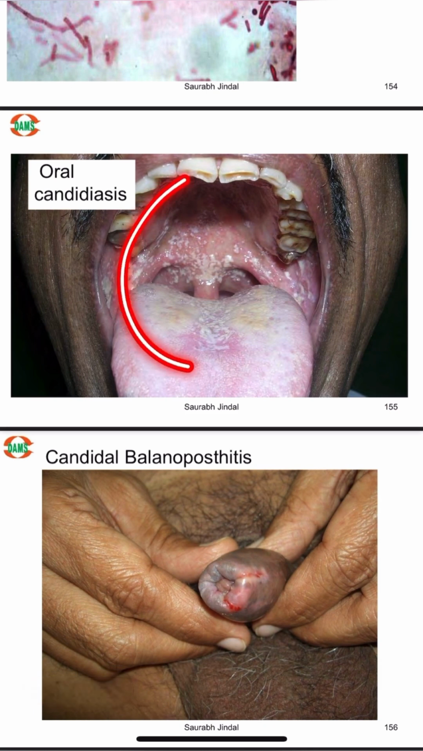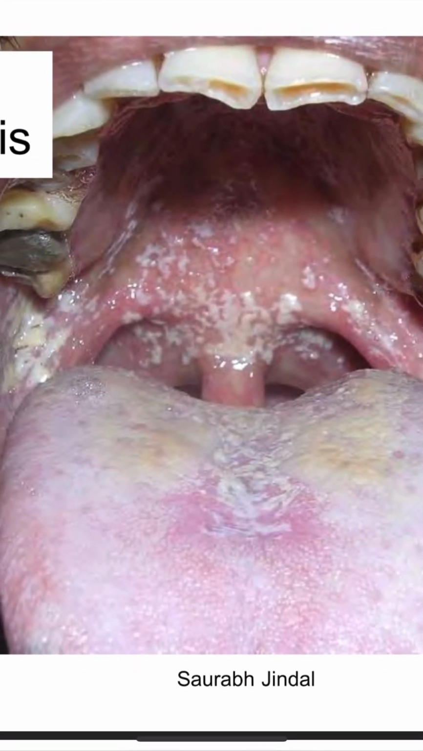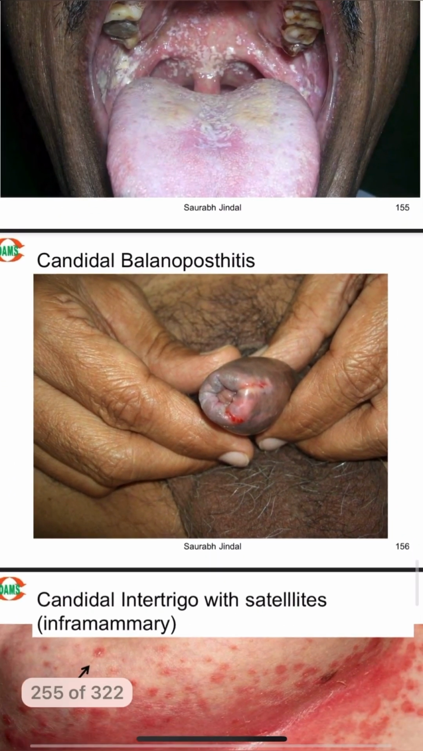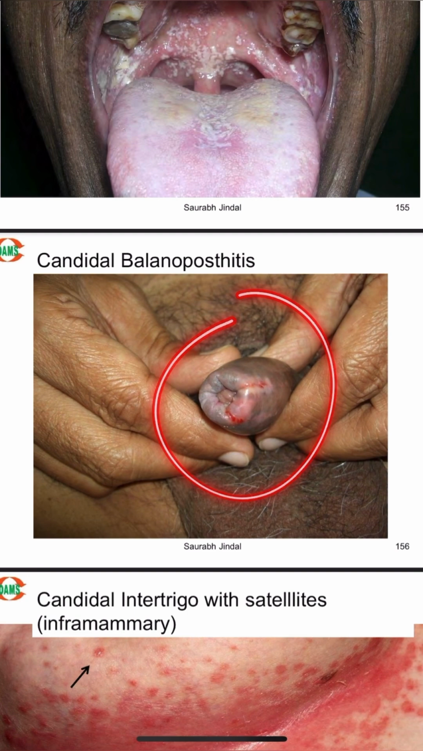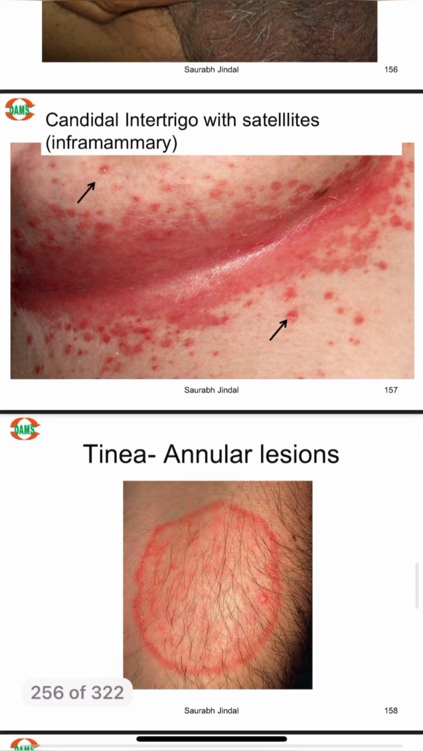This is the picture of oral candidiasis. This is candidal balanophthisis, candidal intertrigo with satellites, not so important.